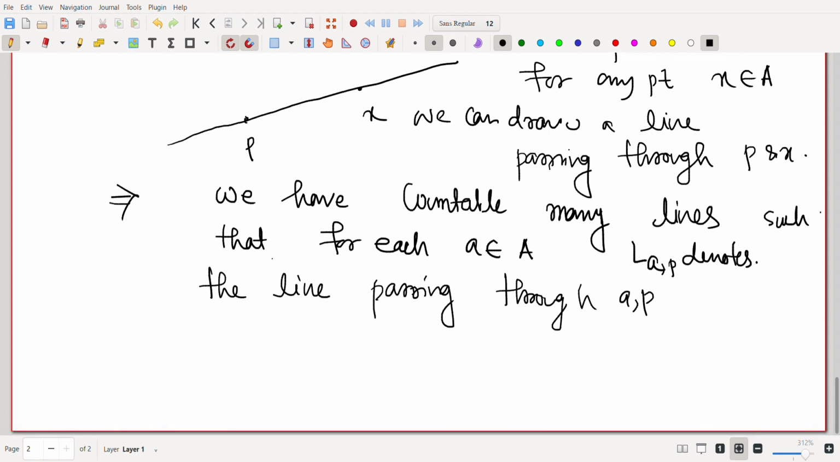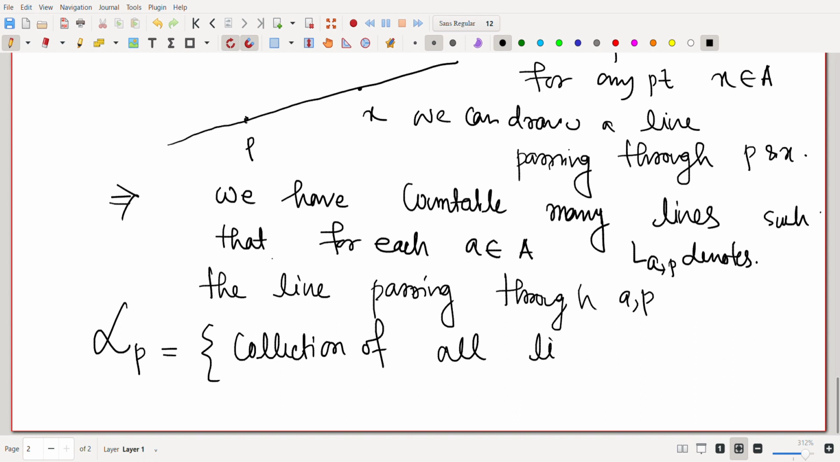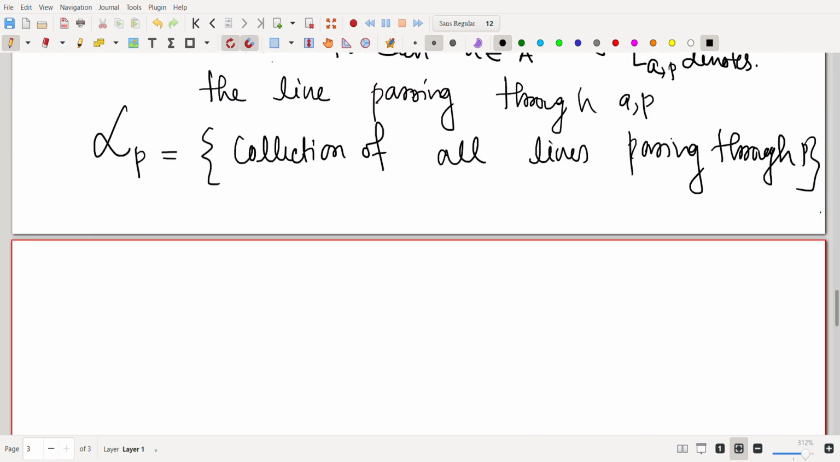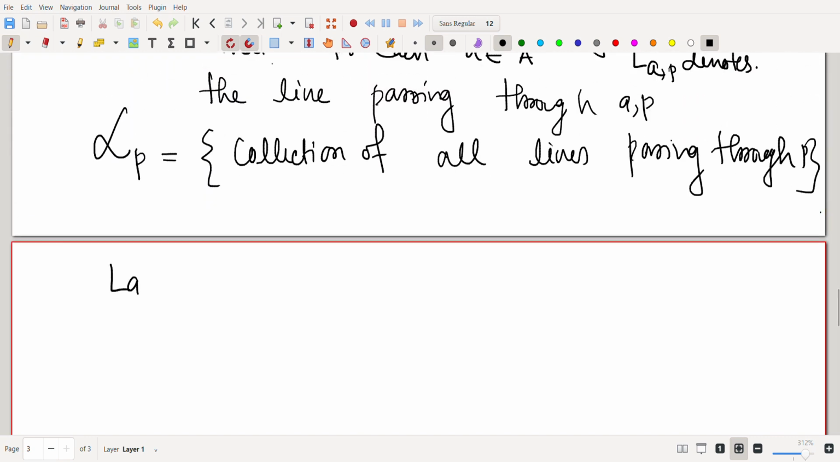Now if script LP is the collection of all lines passing through P, then this collection is uncountable, and LA comma P is a sub collection of this script LP.